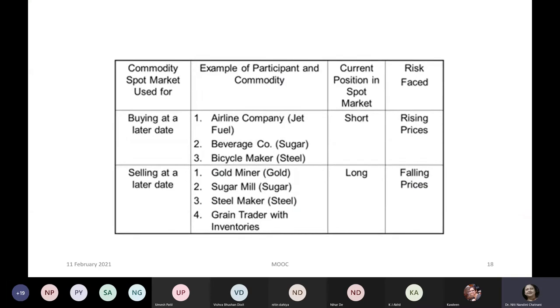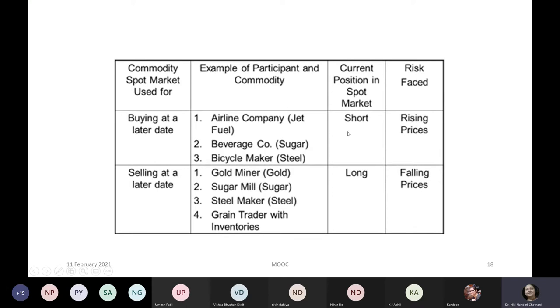Now, I have another small table here, which should further clarify what kind of risk each participant faces. And then we'll go on to discuss how they will go to the markets for hedging. So when the spot market is used by someone for buying at a later date, like an airline company will buy jet fuel at a later date, a beverage company will buy sugar at a later date, a bicycle maker will buy steel at a later date. An airline company is always buying jet fuel. A beverage company is always buying sugar. A bicycle maker is always buying steel, right? Because it's a regular input for them.